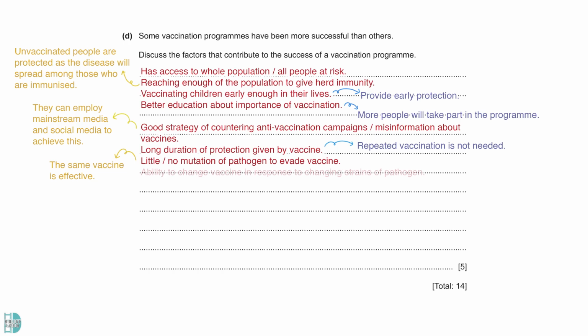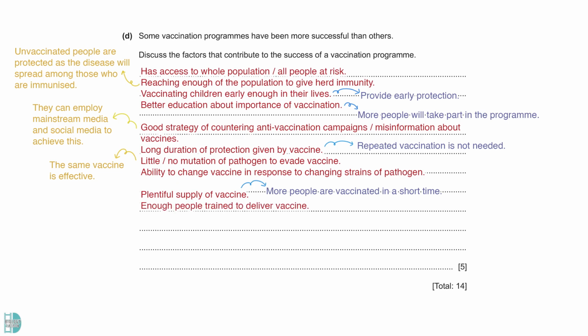Even if they do, the vaccine can still be effective if we can change and improve it in response to the changing strains. A plentiful supply of vaccines can ensure more people are vaccinated in a short time. We need sufficiently trained personnel to deliver the vaccine. The cost of production and transportation, the storage conditions, and the effectiveness in delivery to the population also affect this. They allow better distribution of the vaccine.